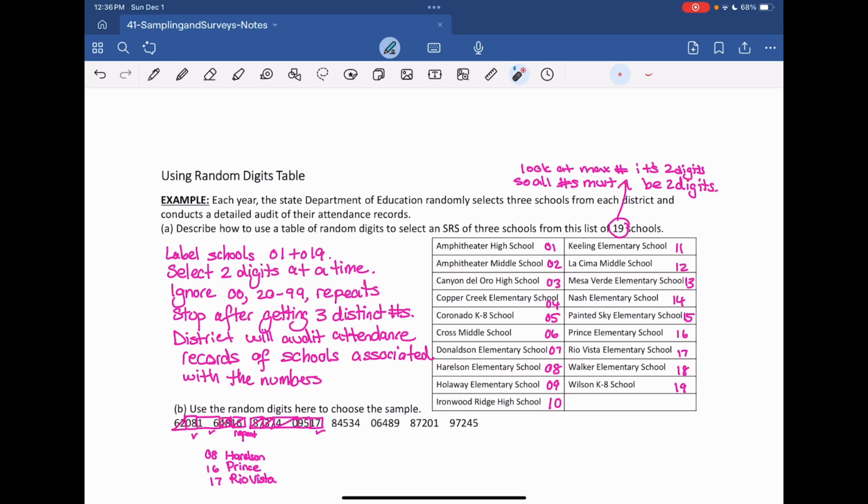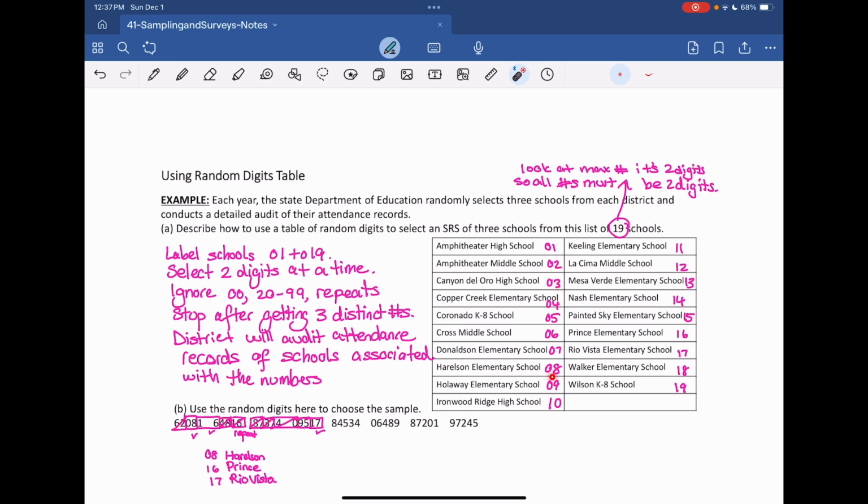And any repeats. Why? Because we want to choose 3 schools to audit. So if we're choosing 3 schools, we don't want to choose the same school twice. Stop after getting 3 distinct numbers. We're going to get 3 2-digit distinct numbers. Do not confuse the digit number with the number of your sample. Your sample is 3, but your digits are 2 at a time because the maximum number of schools is 2 digits long. All right, then the district will audit attendance records of the schools associated with those numbers. All right, so let's carry this out.